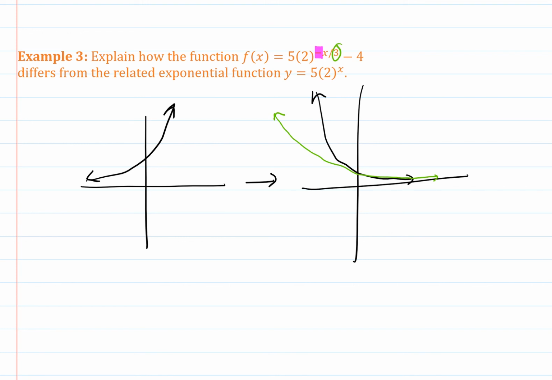And the final difference I notice is this -4, which will shift the function down 4 units, dragging the horizontal asymptote to y equals -4. So we've got this wide function that's been reflected across the y-axis and shifted down 4 units.